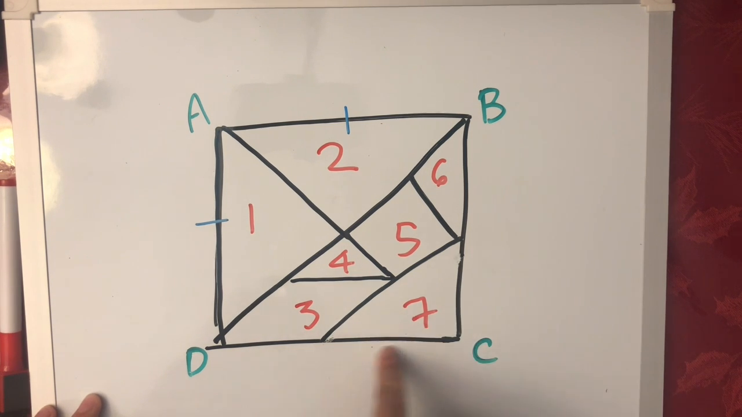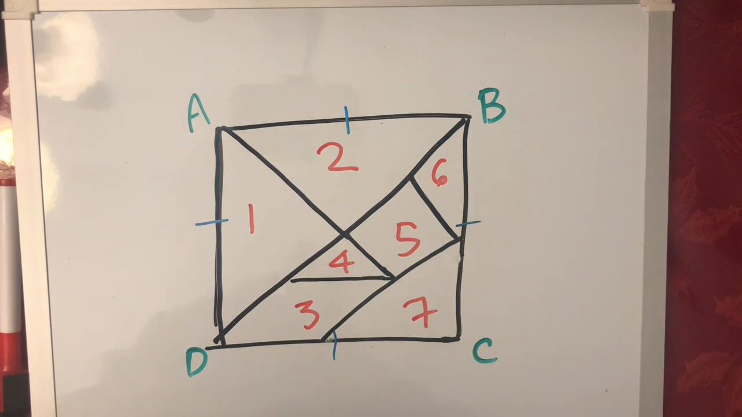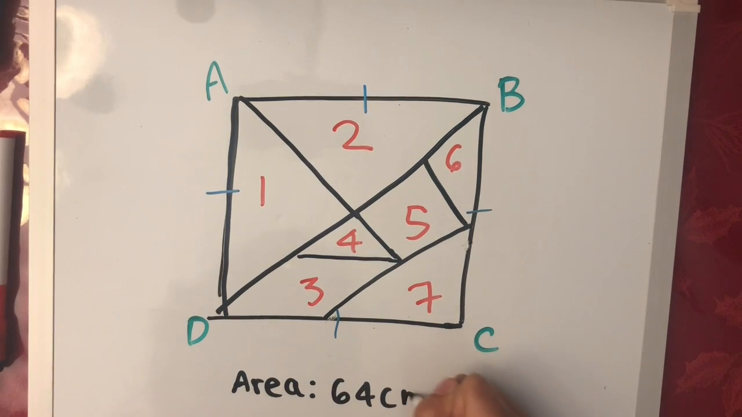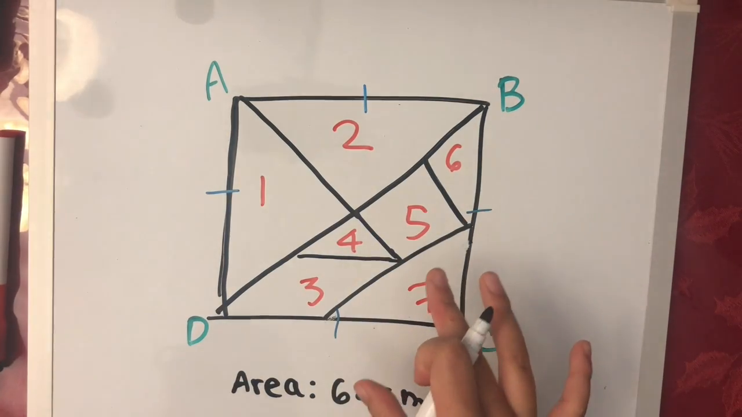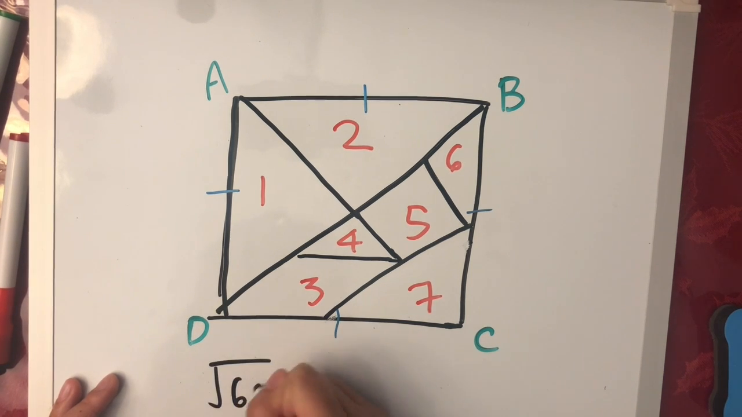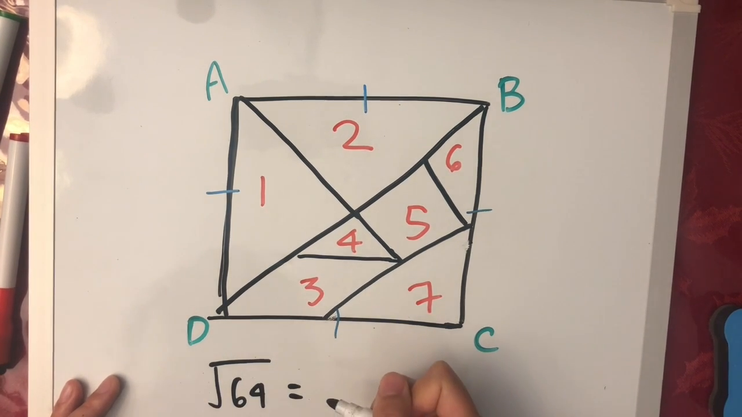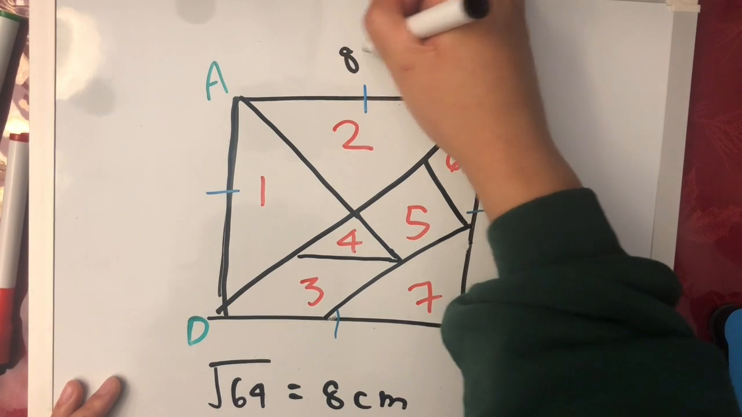Also, since the shape is a square, we know that all the sides are equal, so we can label them this way. The question tells us that the area of the square is 64 centimeters squared. So in order to get the individual length of each side, all we have to do is square root 64 centimeters to get 8 centimeters. So we know that the length of each side is 8 centimeters.